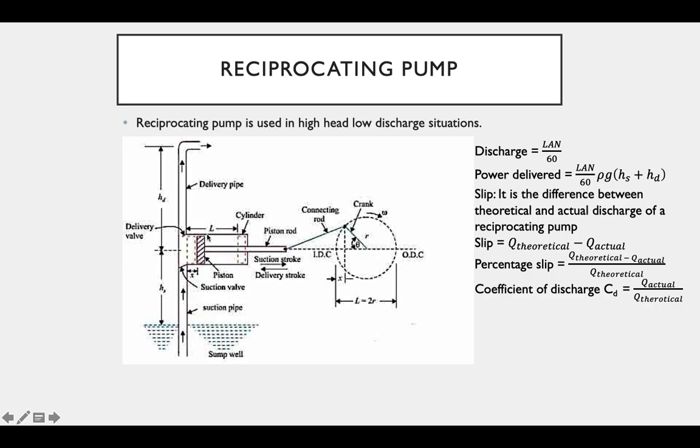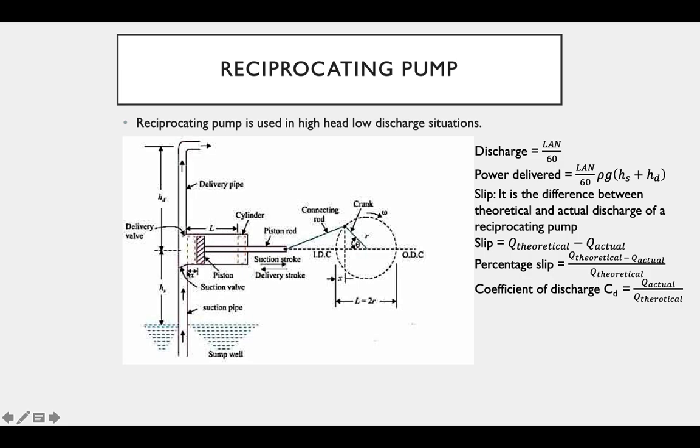So here what happens is that when the plunger moves in the right direction, the pressure in this area drops and the fluid will rise through the suction pipe. Suction valve opens and the fluid comes in. Then the plunger moves towards the left direction, so the suction valve is closed, the fluid gets pressurized, and the delivery valve opens and it moves through the delivery pipe to the required place.